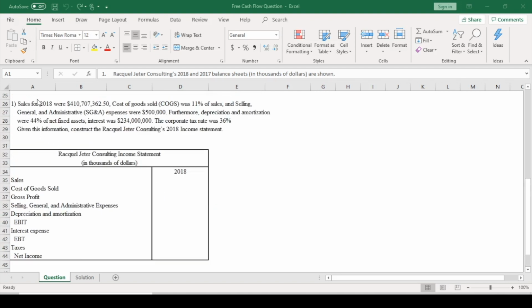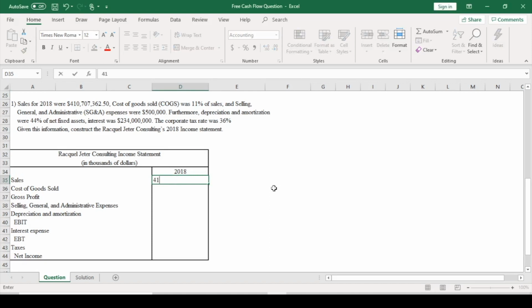Read the question carefully and then just put the number here. Okay, so our sales for 2018 were this. Cost of goods sold was 11% of sales. So this multiplied by 0.11, 11%. Okay, enter. And selling, general and administrative, SG&A, simply were 500,000. This is 500,000.